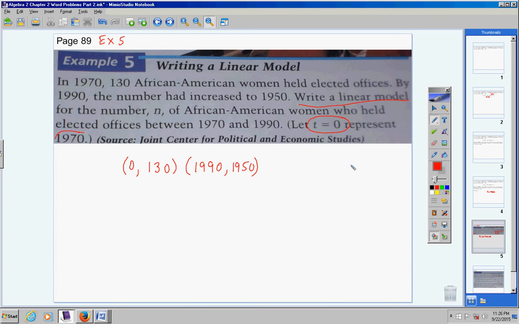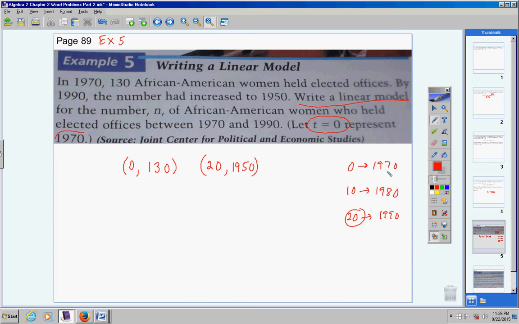Now think about it. If 0 represents 1970, then 10 years later that would equal 1980. Then 10 years later that would equal 1990. So what number am I going to use for 1990? 20. Okay, so I'm going to quickly get rid of this here. I don't need this. And we're going to put a 20 in there, okay? I finally have my two ordered pairs.